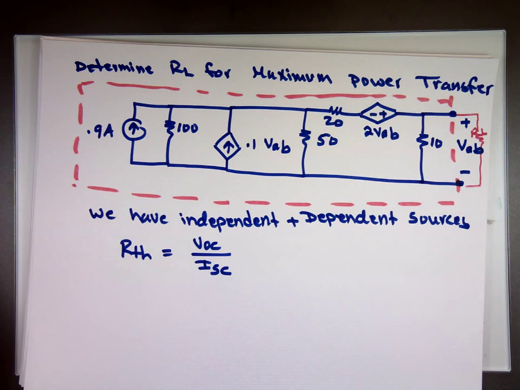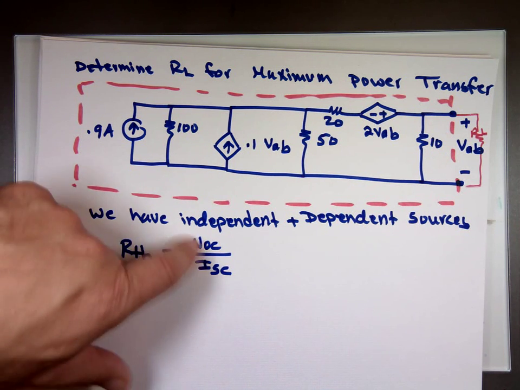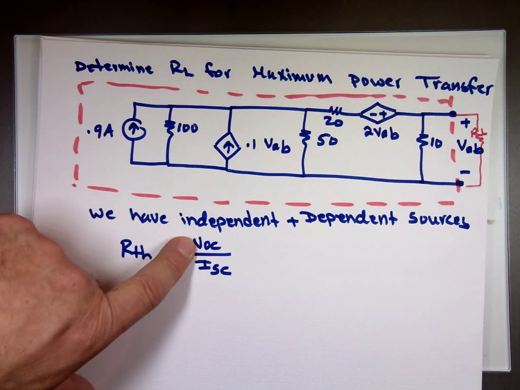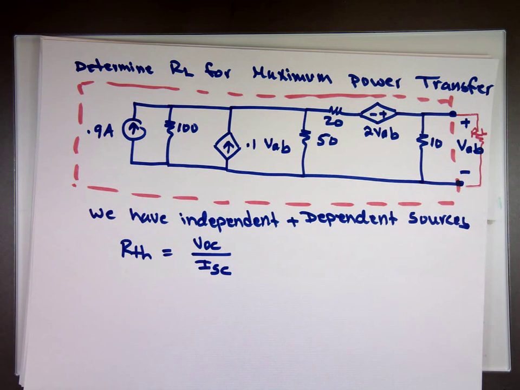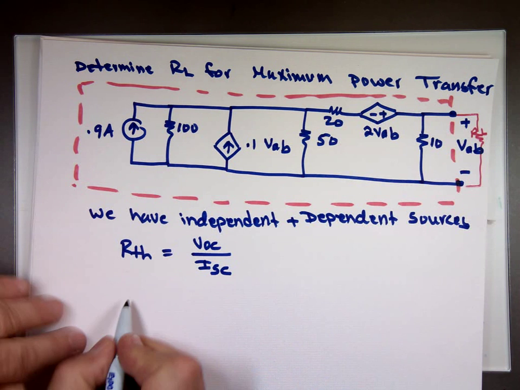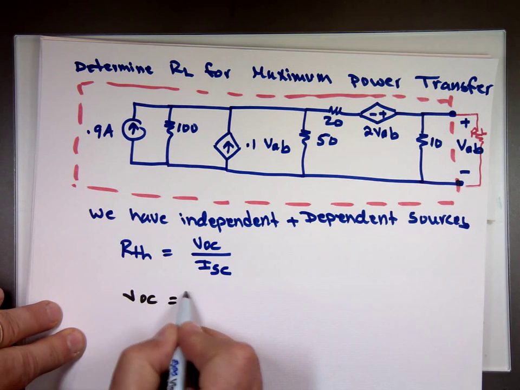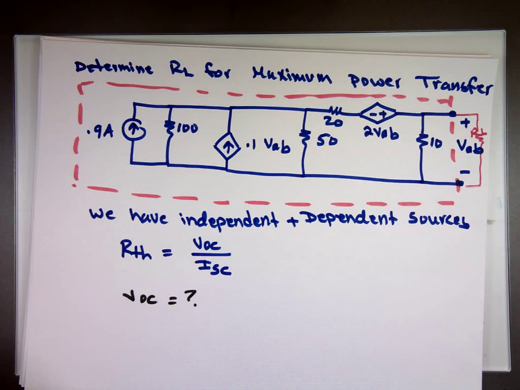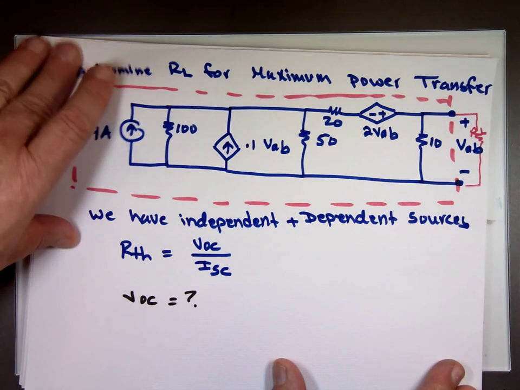So which one do you want to find first? You choose, doesn't matter, one of these two. We need to find V open circuit, then we need to find I short circuit. It's just a matter of preference which one you find first. Do V open circuit first. It doesn't really matter what order you do, as long as you do them both. So I'm going to open that circuit.